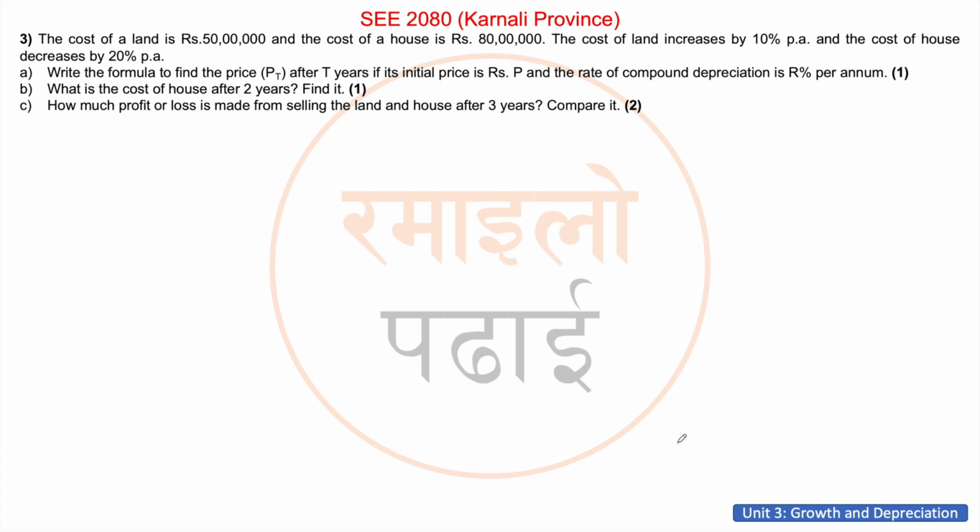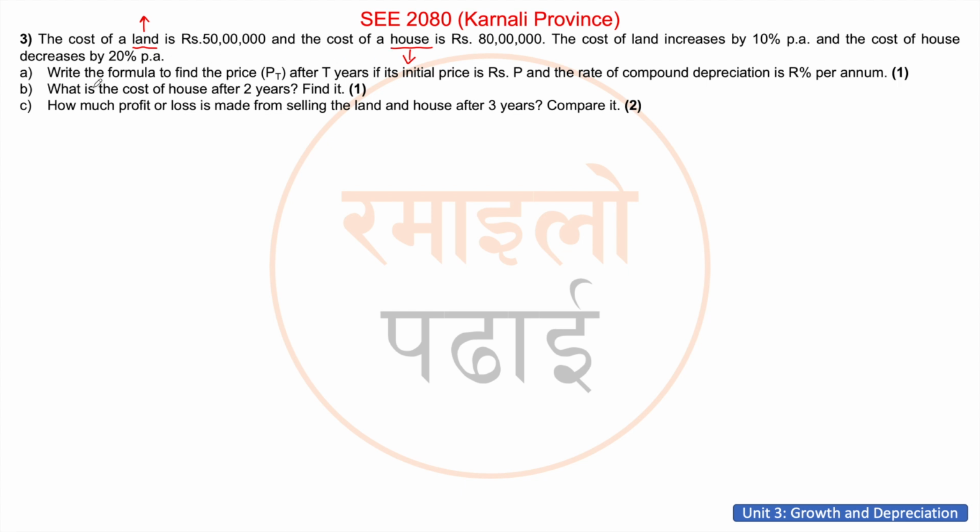Today we are going to solve a problem from Unit 3, Growth and Depreciation, that was asked in SA 2080 at Karnali Province. The question says that the cost of land is Rs 50 lakh and the cost of house is Rs 80 lakh. So we are given the cost of land and the cost of house. The cost of land increases by 10% per annum and the cost of house decreases by 20% per annum. So the price of land is increasing and the price of house is decreasing.